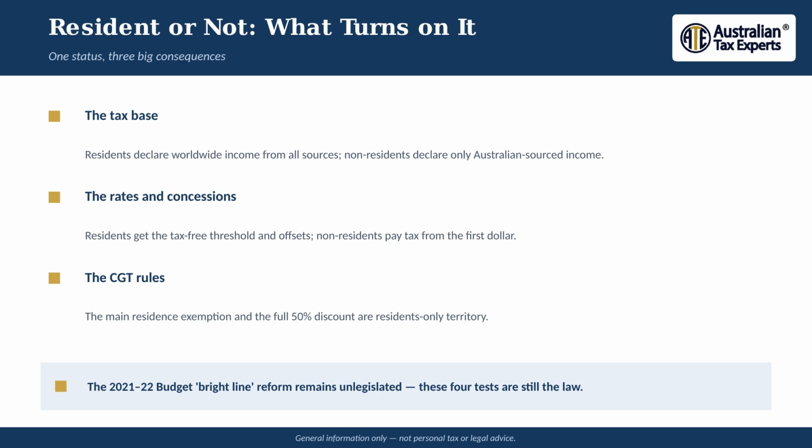And third, the CGT rules. The main residence exemption and the full 50% discount are residents-only territory. Losing residency can transform the tax outcome on a property sale. One more thing worth knowing. The reform proposals announced back in the 2021-22 budget, including a bright line 183-day primary test, have still not been legislated. The 4 tests we're about to cover remain the law.